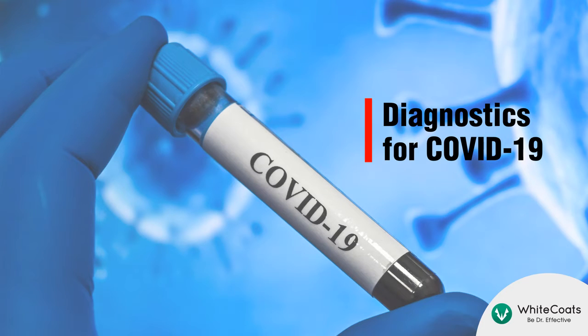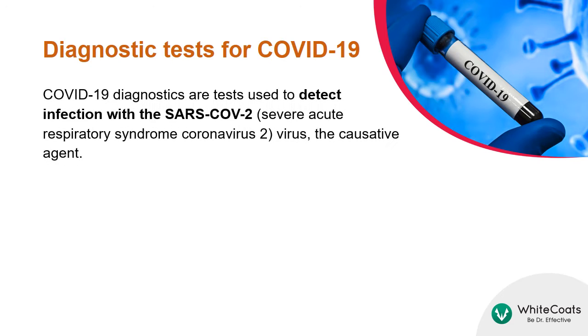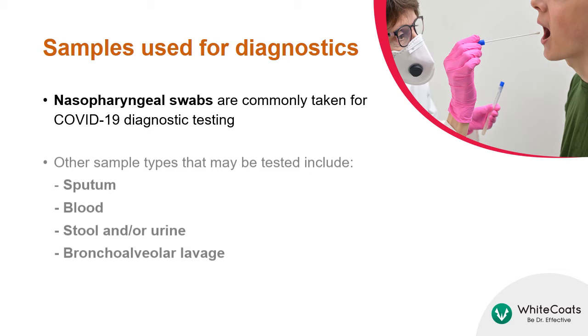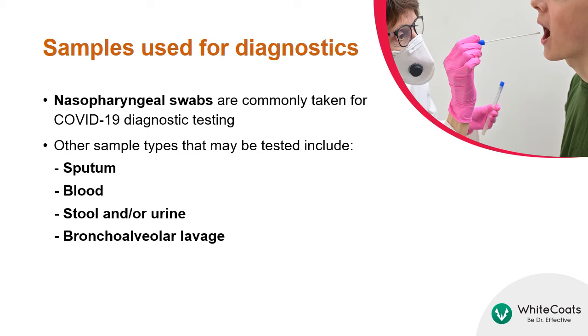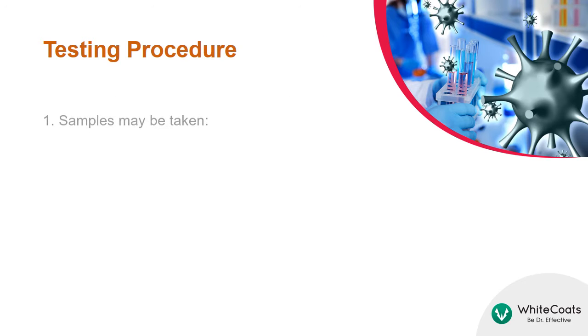Diagnostics for COVID-19. COVID-19 diagnostics are tests used to detect infection with the severe acute respiratory syndrome coronavirus 2, SARS-CoV-2 virus, the causative agent. Nasopharyngeal swabs are commonly taken for COVID-19 diagnostic testing. Other samples include sputum, blood, stool, urine, and bronchoalveolar lavage.